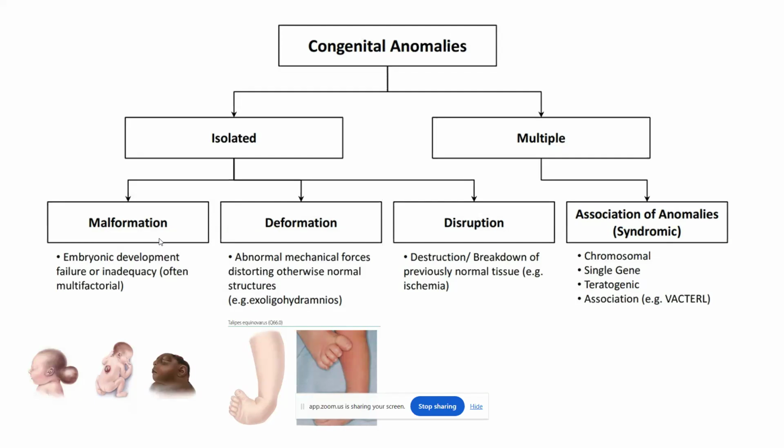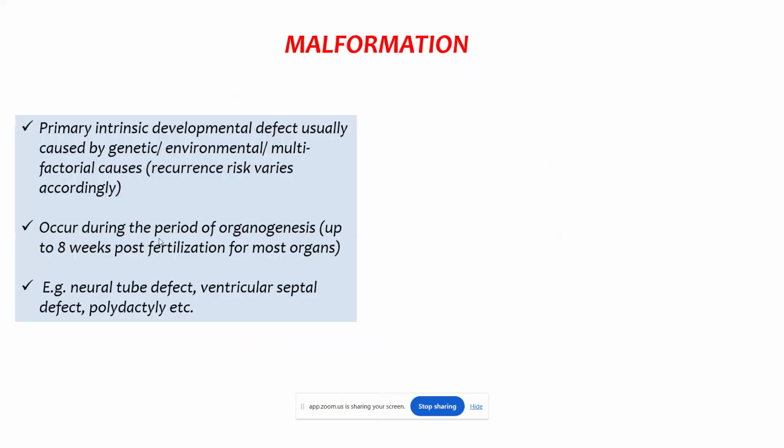That is when your antenatal history comes in very useful. When you compare to isolated congenital anomalies, we'll discuss them. There are three types: malformation, deformation, and disruption. We'll understand these three processes in detail. Malformation is a primary intrinsic developmental defect which usually has a genetic origin, environmental origin, or a multifactorial cause. For example, neural tube defects are a very classical example of a malformation, or a CCAM, that is congenital cystic malformation of the lung.